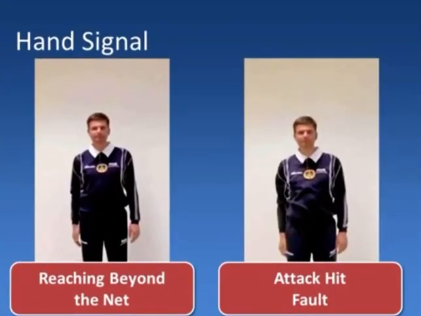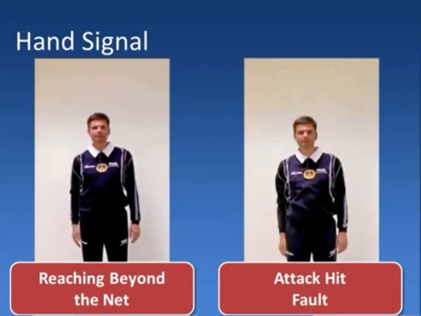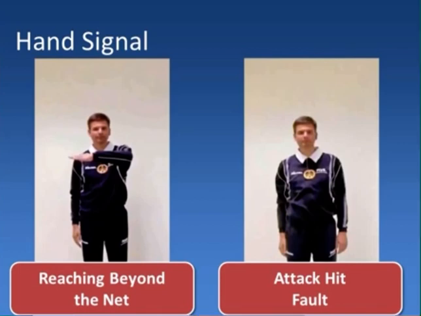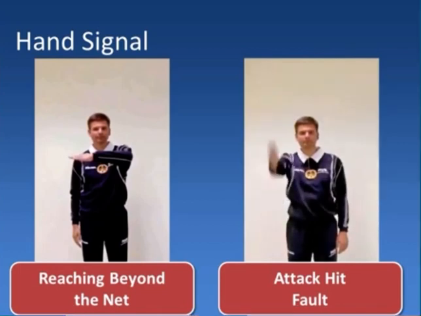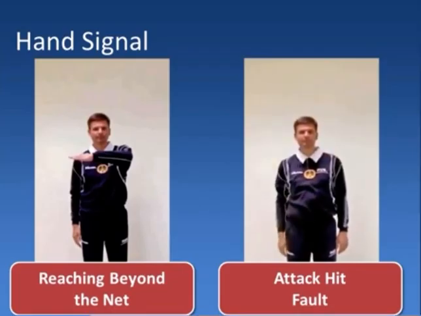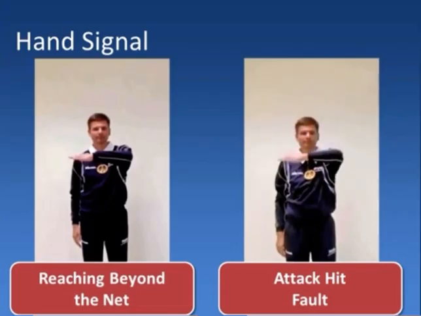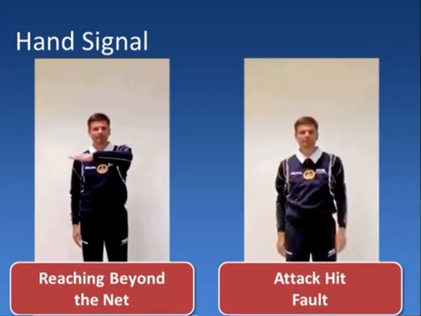We should quickly cover the hand signal because it's often confused with the attack hit fault. The reaching fault on the left is the arm horizontal above the net. You use the arm on the side of the court of the team which committed the fault. The attack fault on the right is similar. It ends with the arm horizontal above the net but starts vertically. Again, you use the arm on the side of the court of the team which committed the fault.